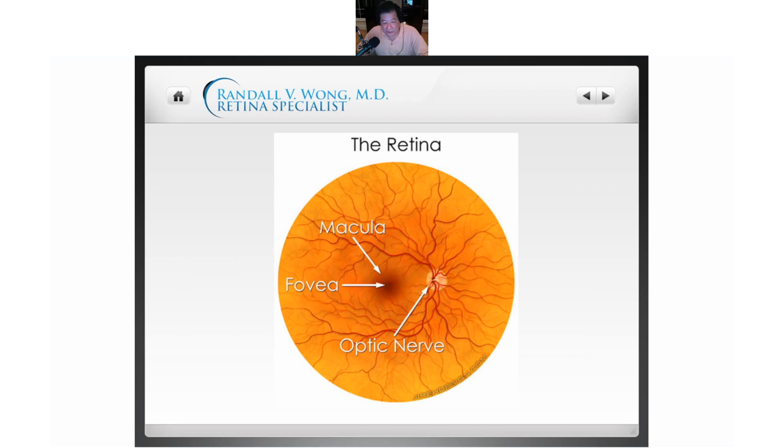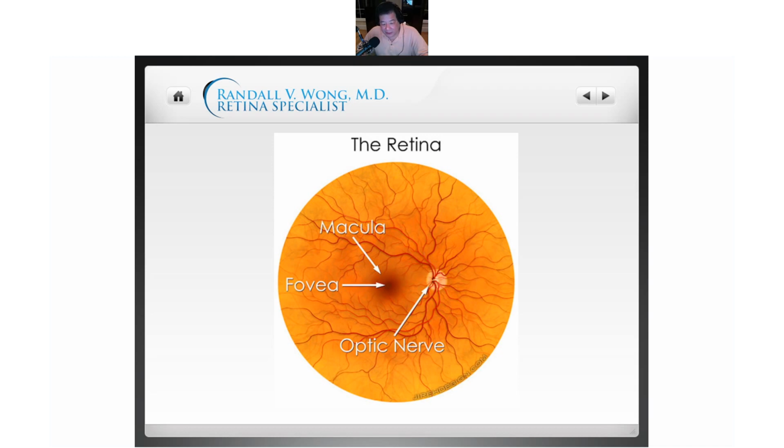Next, let's just focus on the retina, which is the inside lining of the eye. It's mistakenly called the back of the eye for reasons I don't quite understand. If you make the analogy that the eye is like a room, the retina is the inside lining of the eye, the wallpaper of the room. The functional center of the retina is called the macula, or more specifically, the fovea. But for our purposes, let's just call it the macula.